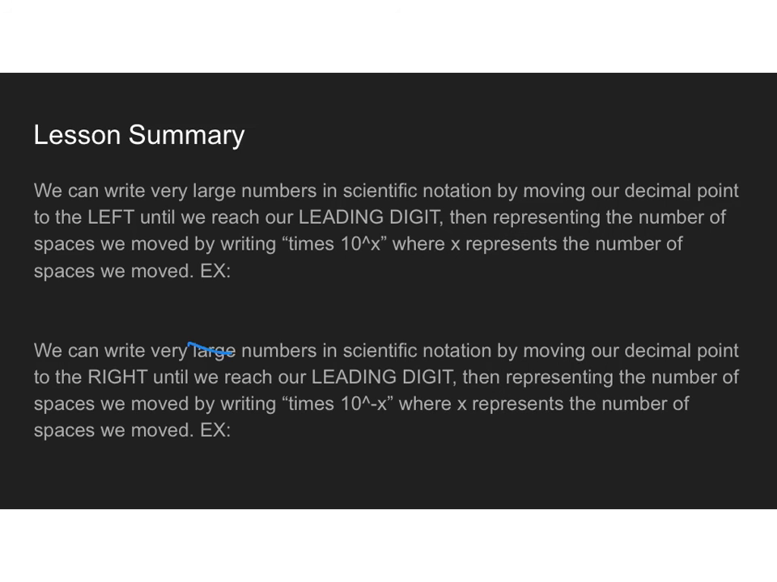All right, our lesson summary, don't forget this should say small. Our lesson summary today is we can write really big numbers in scientific notation by moving our decimal left until we reach our leading digit, and then writing times 10 to the blank, where that blank is our number of spaces we moved. For example, if I had this really big number, 500000321, this is the same as writing 5.00000321 times 10 to the 1, 2, 3, 4, 5, 6, 7th.